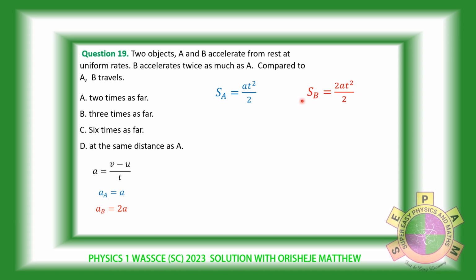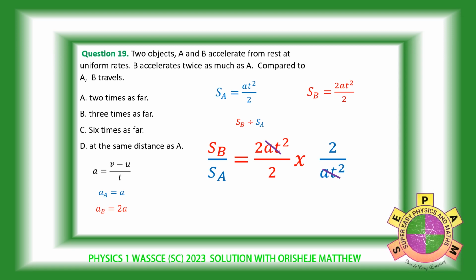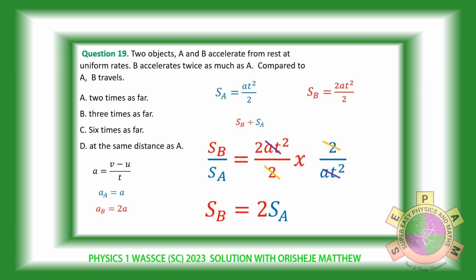So since we are comparing both of them, let's divide the distance traveled by object B by the distance traveled by object A. So that brings us to this. So you cancel out, and we are left with 2. So the distance traveled by object B is equal to twice the distance traveled by object A. So the answer is A.